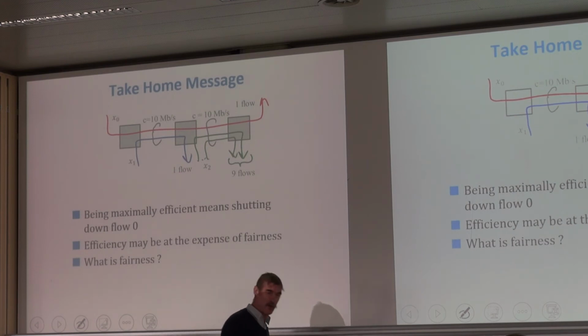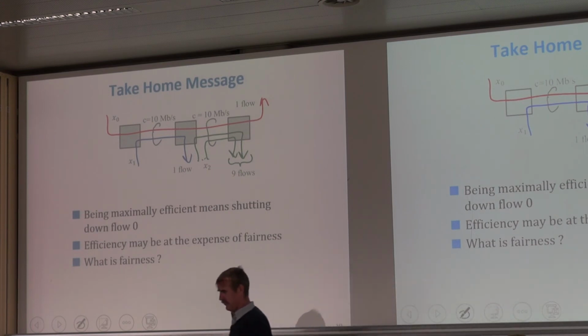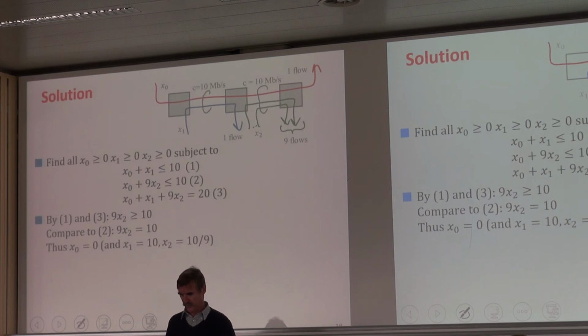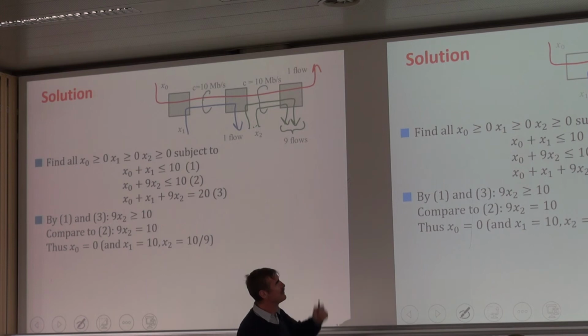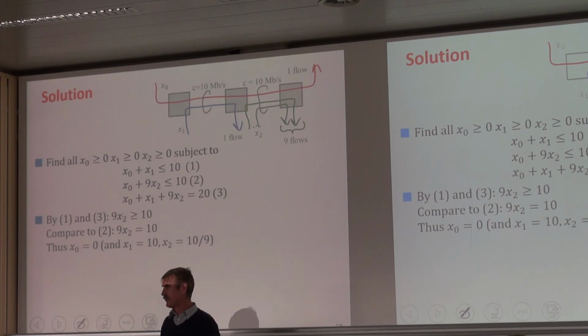Okay, what have we learned on this example? Well, yes? Why is x1 equal to 10? Well, you plug this in the rest of the equations. You have x1 plus 9x2 equal to 20 with x1 less than 10 and x2 less than 10 over 9. In the previous slide you said that you put x1 equal to 10. Can you go to the previous slide? Yes.